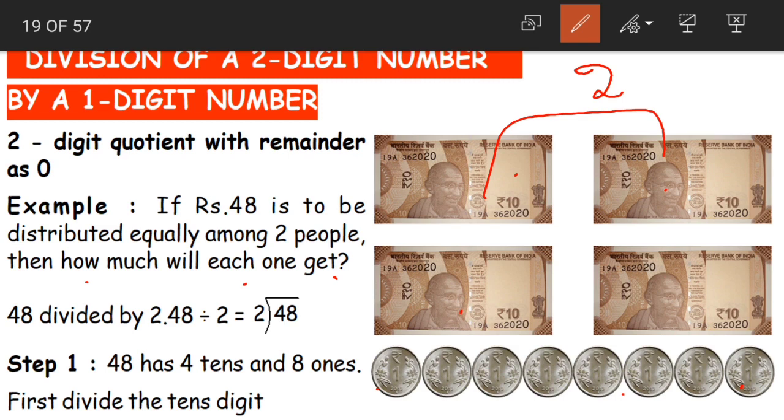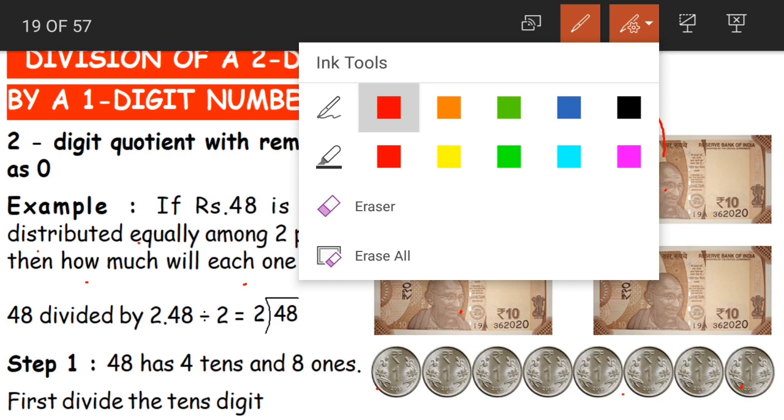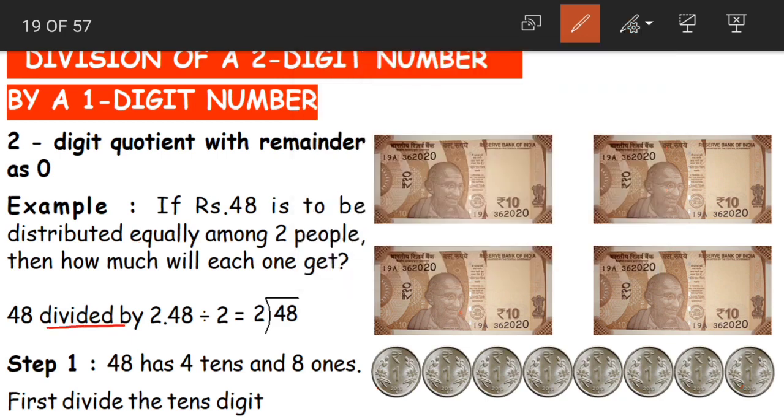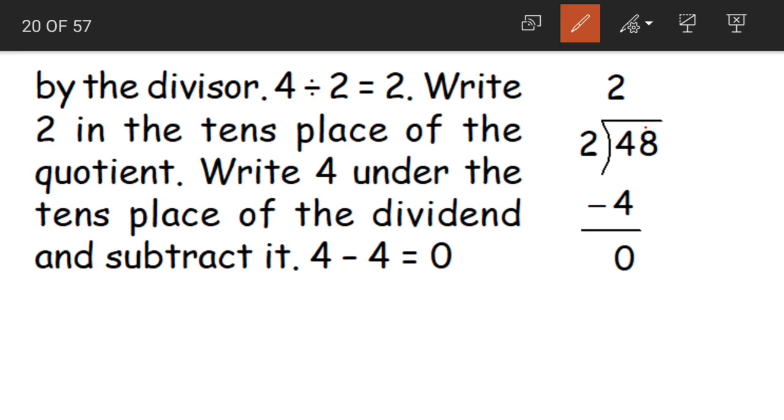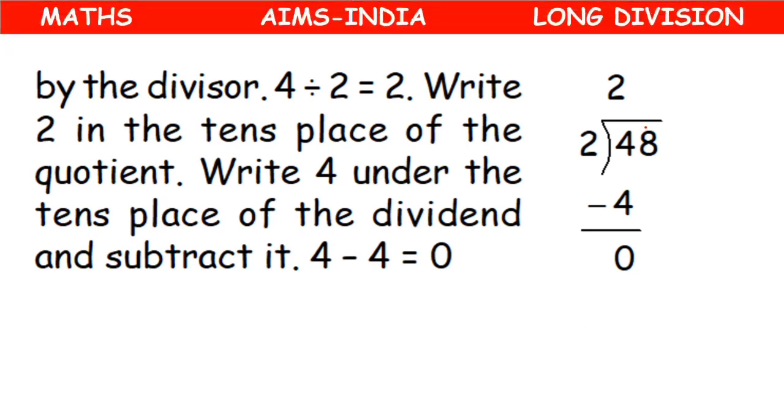When we are saying distributing equally, what do we use? We use division. So what should we do? 48 is to be divided by 2. The total money divided by the number of people. 48 divided by 2. Now let us see how we divide 48 by 2.